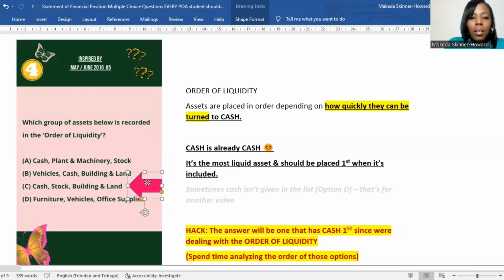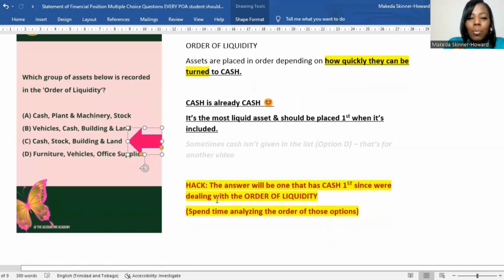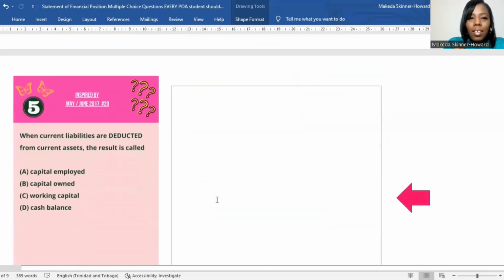Option C begins with cash, so we're going to look at that one. It has cash, stock, and then building and land. Cash is most liquid. Stock is going to be easier to turn into cash than the building and the land. So option C is in the correct order of liquidity. Remember, cash is already in the format that we want. So when you have to put something in order of liquidity, look for the option that begins with cash and analyze that. You don't want to waste time in the exam going through options that are clearly wrong.